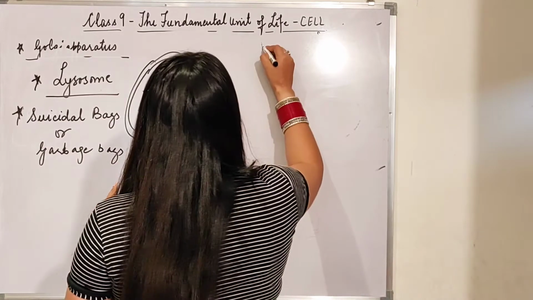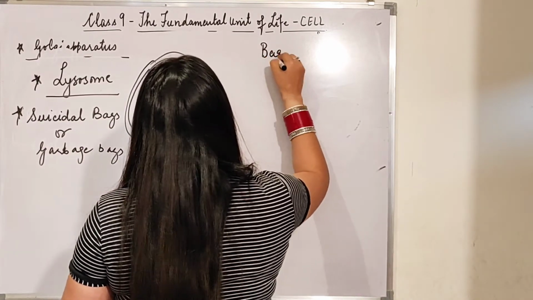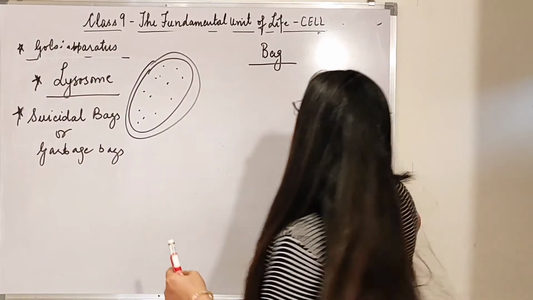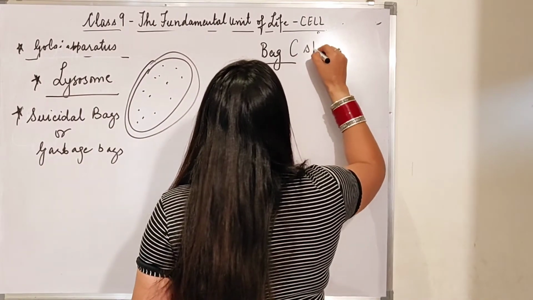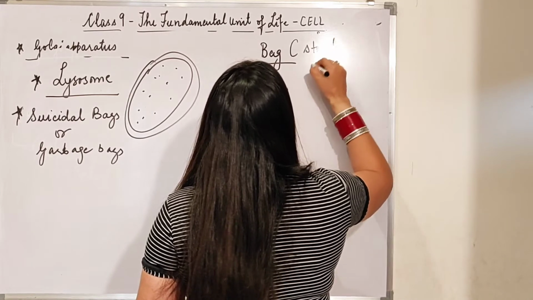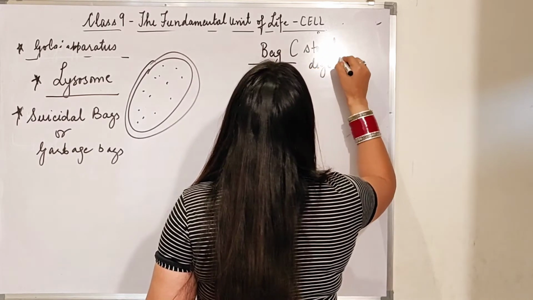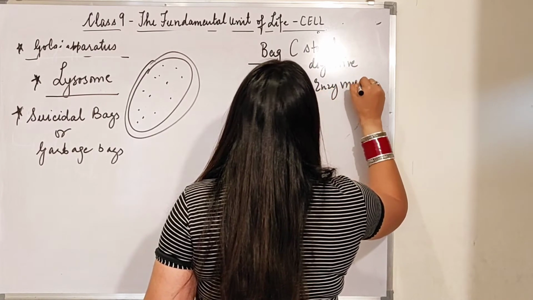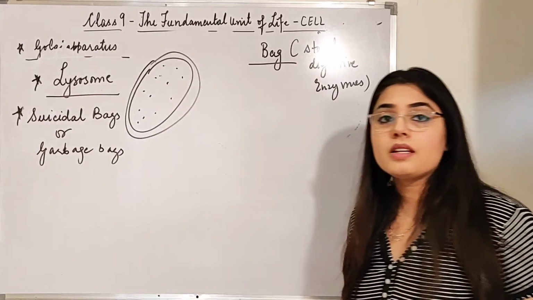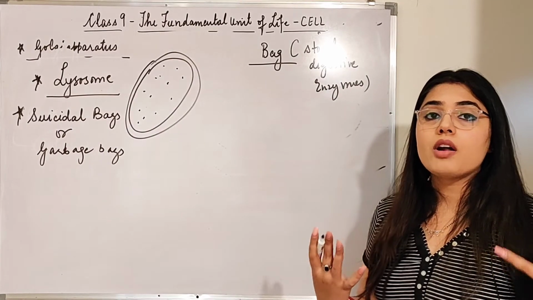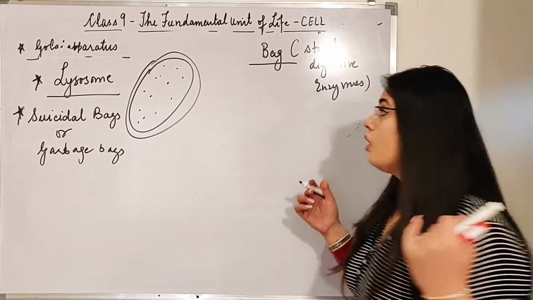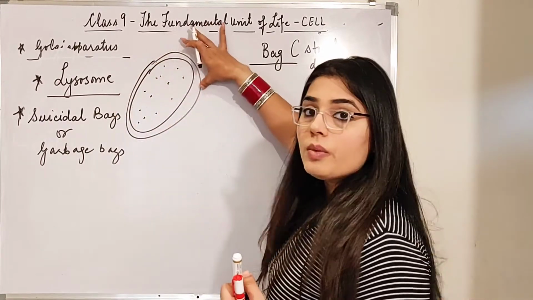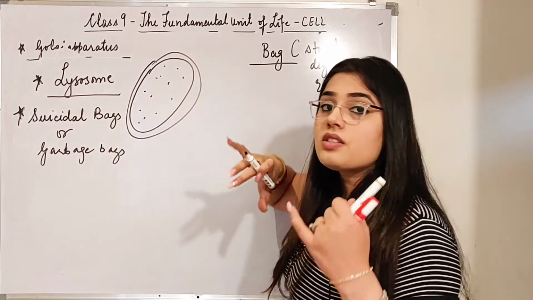Because, beta, these are bag-like structures, like you can see here. This is a structure. Inside it, something is there. So the bag has stored digestive enzymes, which help in the digestion and engulfment of foreign material and destroying them. So what do these enzymes do, beta? This is a lysosome. Inside it, it has digestive enzymes.